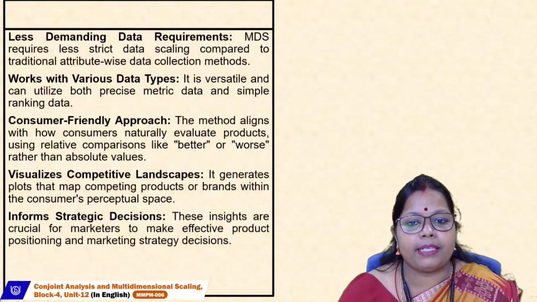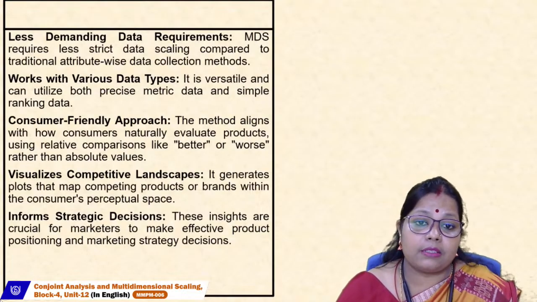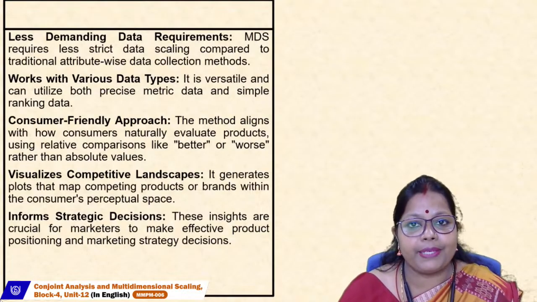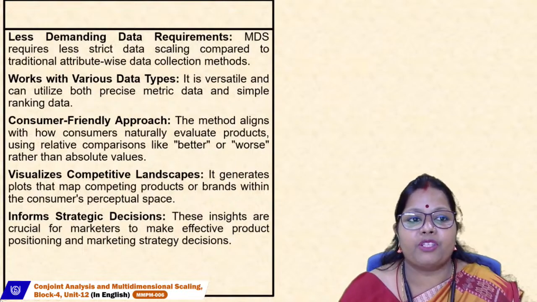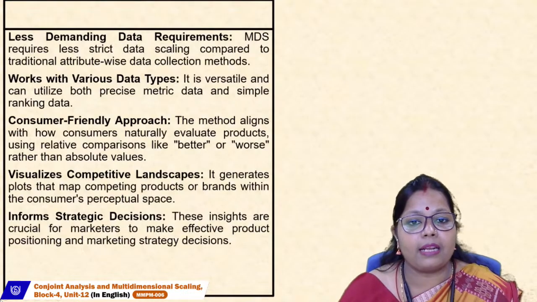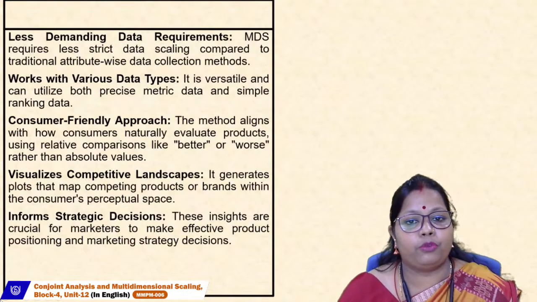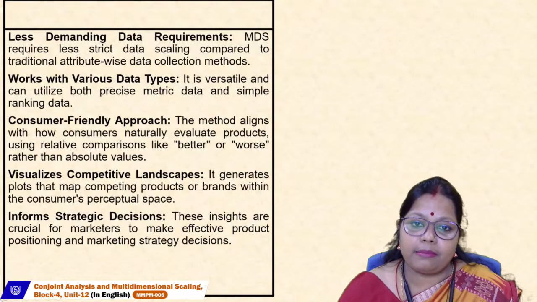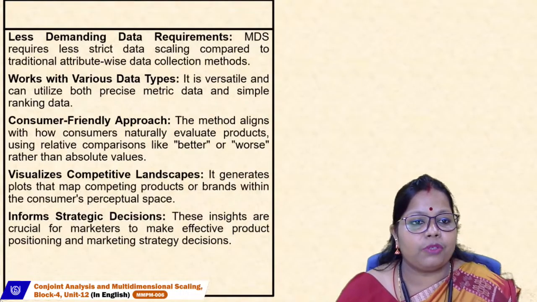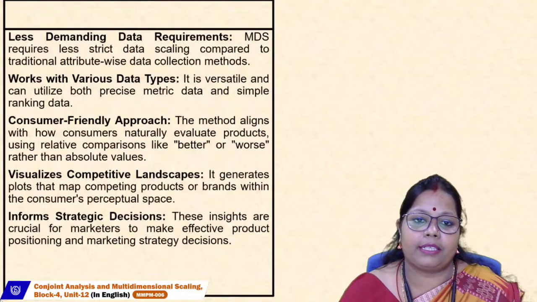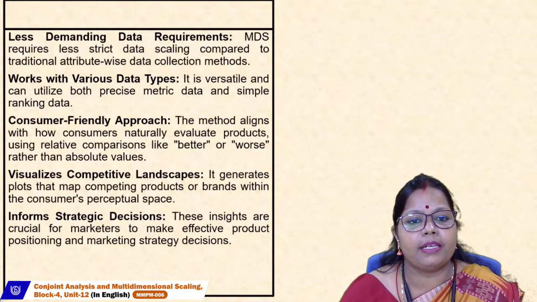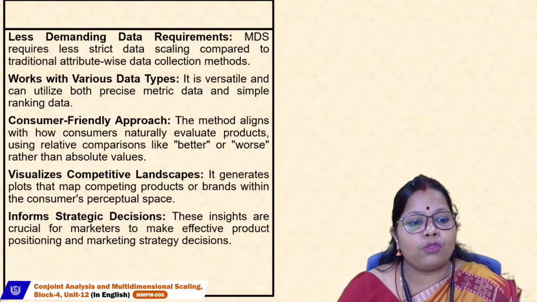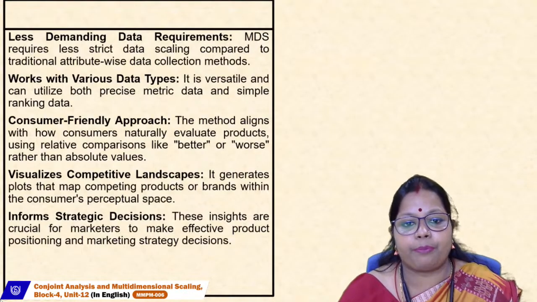So in qualitative data, when no numeric value has been assigned, in that case also we can use multidimensional scaling and conjoint analysis to take decisions in marketing research. So it works with any kind of data type. It works with qualitative data, it works with quantitative data. In all segments of data, we can use this. And also it is a very consumer friendly approach.